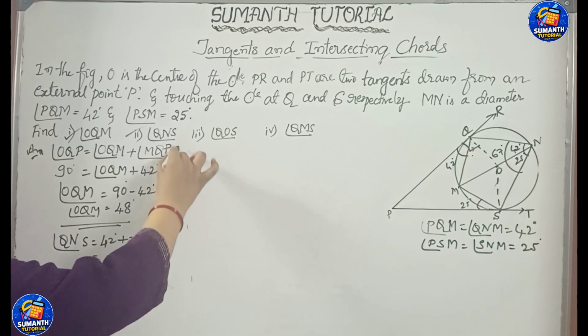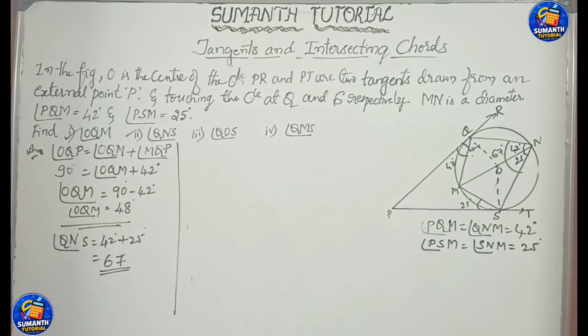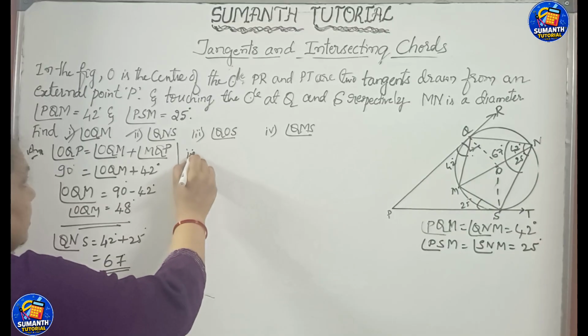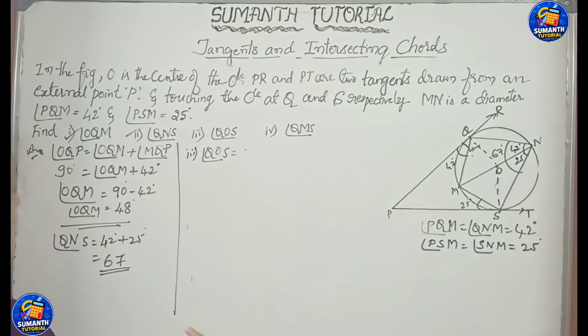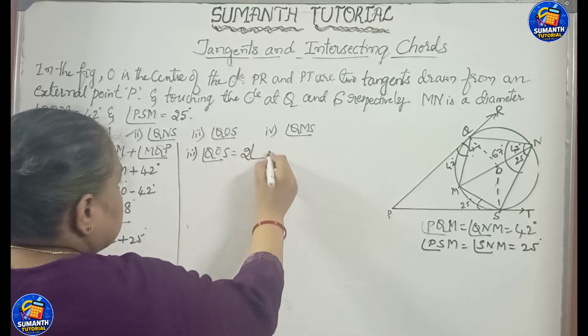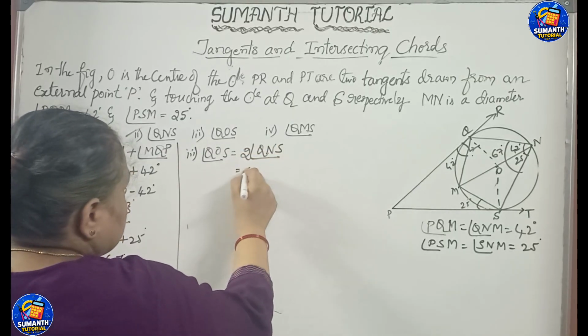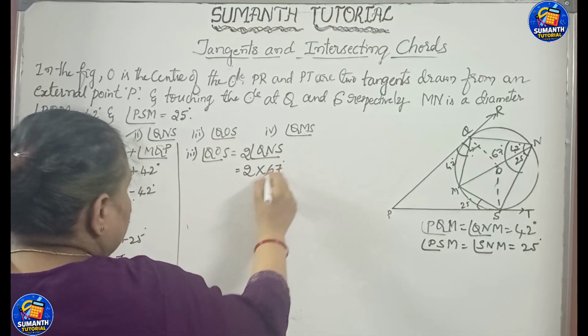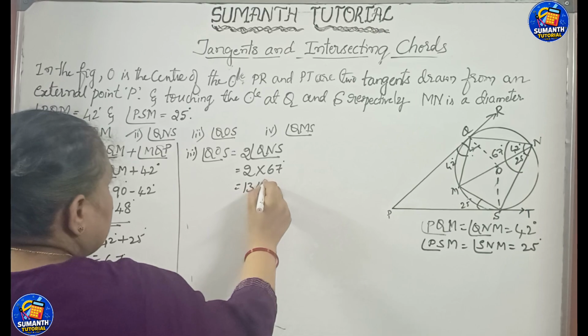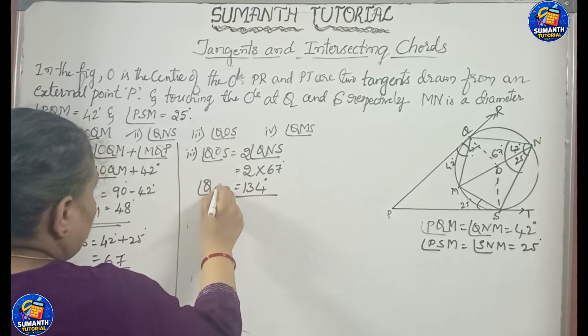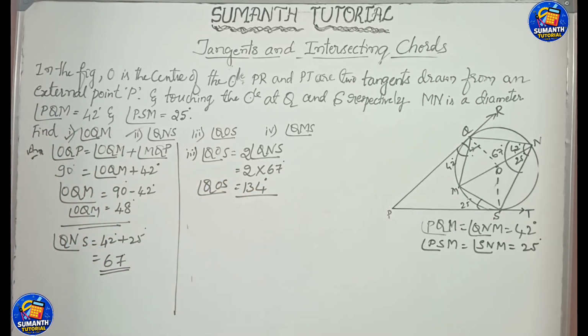The third one to find: already I have explained to you that the angle formed at the center is double the angle formed at the circumference of the circle. So by that we can take angle QOS is equal to twice the angle formed at the circumference, QNS, that is equal to 2 into 67 degrees, which is 134 degrees. So QOS is equal to 134 degrees.